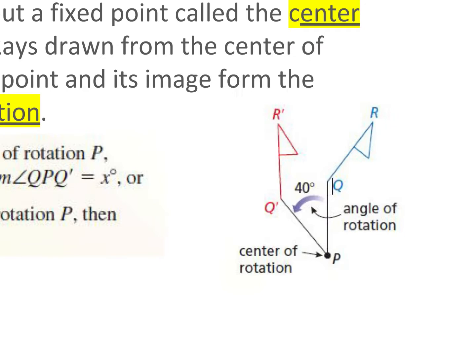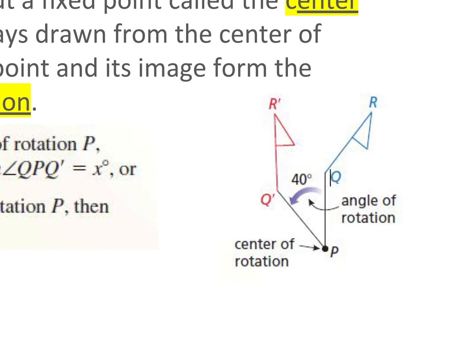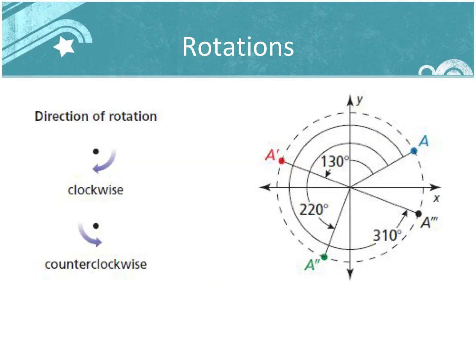Now, below is an example of a 40 degree rotation about the point P, okay? So they drew a line up to point Q, and then they moved it 40 degrees, creating a 40 degree angle, and then they had Q prime, okay? Now, the big three that we're gonna talk about are 90 degrees, 180, and 270, okay? And that's what we get to on the next slide, okay?